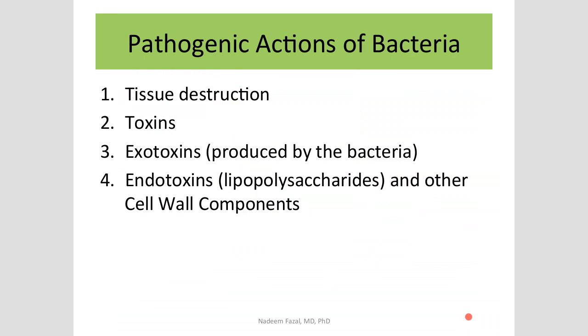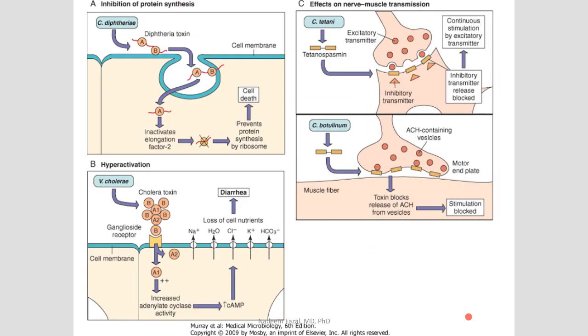Now, what are the consequences of the action of pathogenesis of bacteria? So they're going to cause tissue destruction, toxin. As I said, the definition of exotoxin is produced by the bacteria and released, as compared to endotoxin, which are lipopolysaccharides and the other cell wall components that are released. Okay, old slide. I think we discussed that in the receptor physiology as well. So you can see from here, for example, Corynebacterium diphtheriae, right? You see from here, yeah.